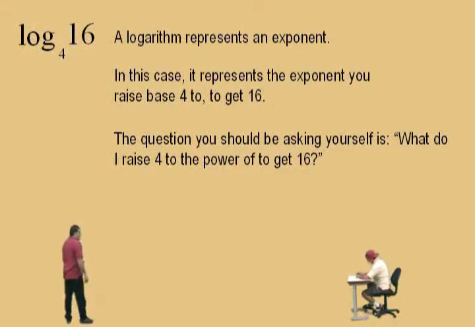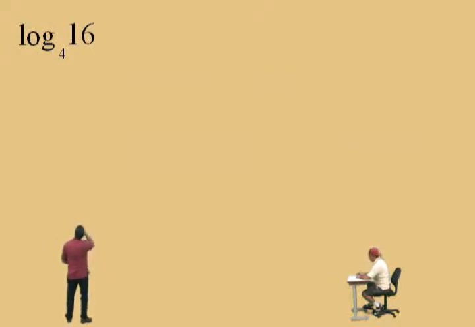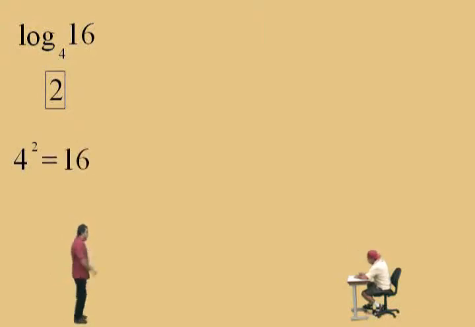And what do you think it is? Okay, 4 to what power is 16, Charlie? 2. It is 2. That's correct. And so your answer is 2. Now, why is it 2? It's because 4 raised to the second power is 16. Very nice, Charlie. You're doing logarithms now. See? Logarithms are easy.